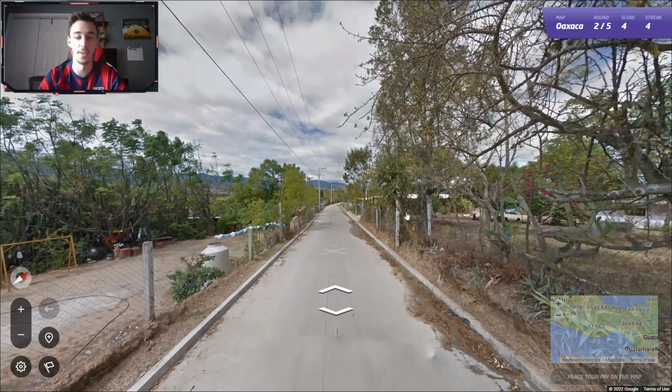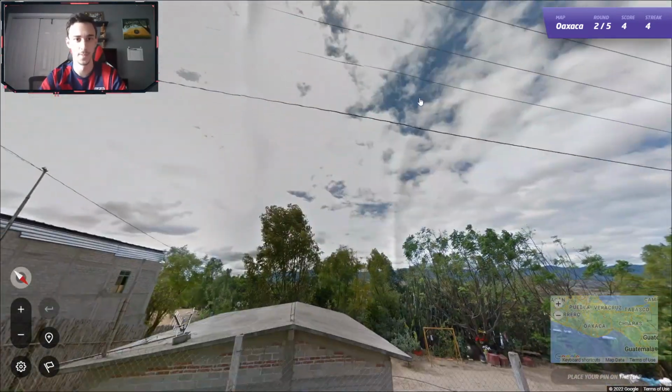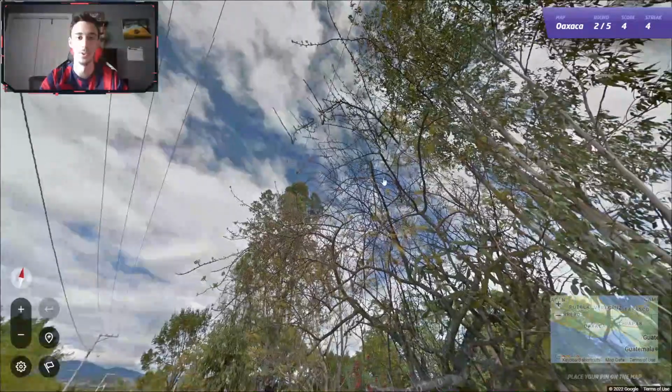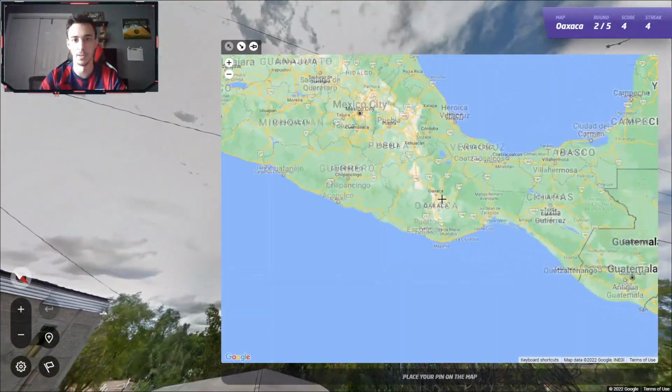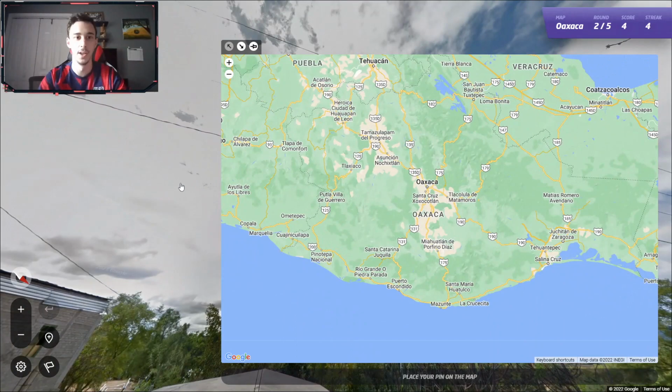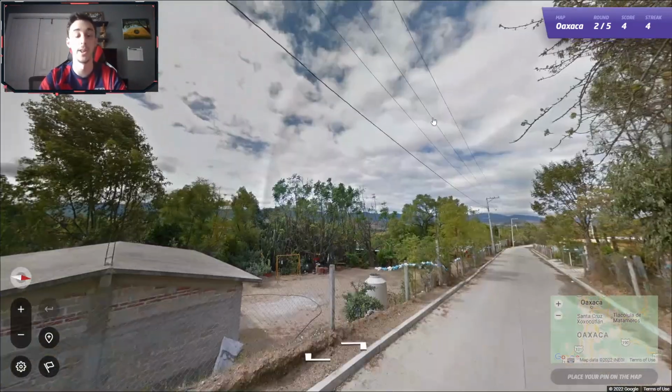But also, this is a very, very specific hint. If you see the rifts in the sky here, they're very rare to see, but you can only see them in Oaxaca, which is right here on the map. So if you see Gen 3 coverage like this, and you have rifts in the sky, 99% of the time you're going to be in Oaxaca.